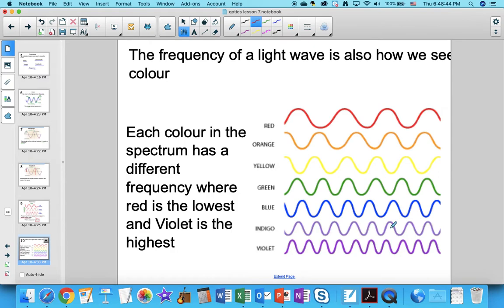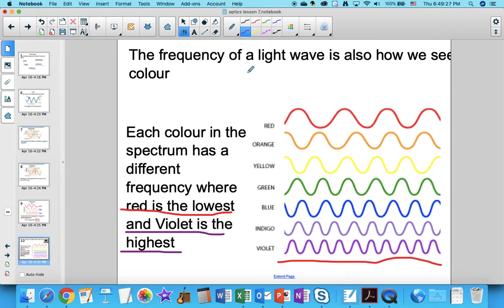So the frequency of a light wave is also how we see color. Different colors are actually just different frequencies, right? So when we see red light, we're actually seeing the lowest frequency of visible light. It's the slowest light. It is the light that repeats itself the lowest amount. Orange is a little bit higher, yellow gets higher, green, blue, indigo, and violet is the highest frequency. It repeats itself way more times than red does in 1 second. So red is the lowest frequency, while violet is the highest frequency.